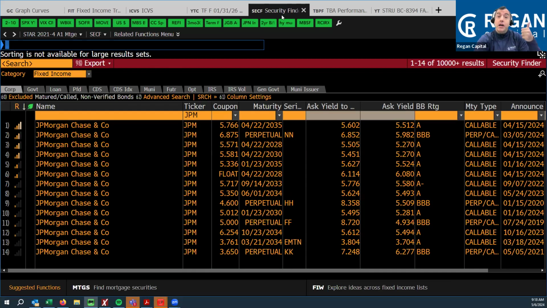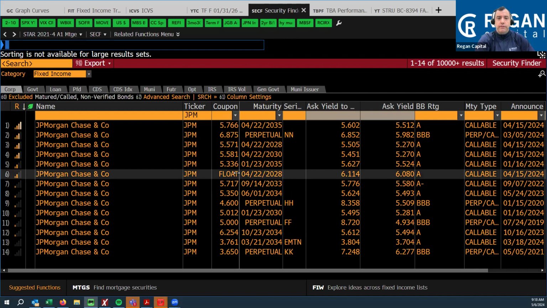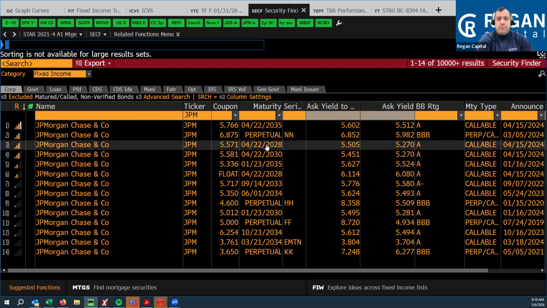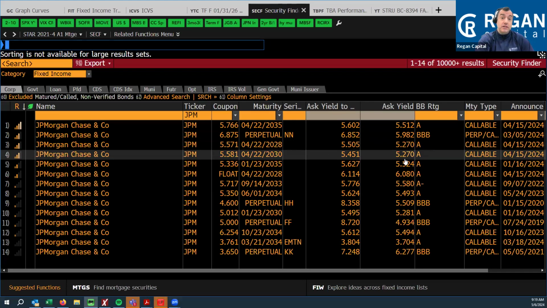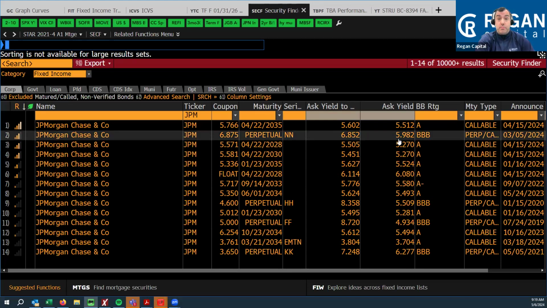Let's look at JP Morgan. You can go buy corporate floaters. This is JPM Corp on Bloomberg. If you own the floating rate instrument, which matures in 2028, you're getting a 6.08 yield. If you own the fixed rate bond, almost the same maturity, you're only getting a 5.27 yield. So difference of about 80 basis points. You're going to gain about 80 basis points owning the floater versus owning the fixed rate bond.